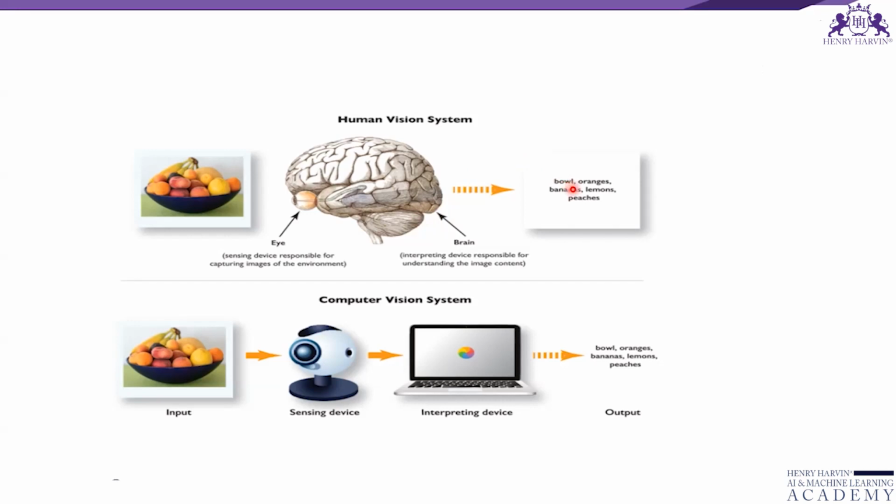Now we are identifying that there's a bowl with oranges, bananas, lemons, and peaches. Now look at this. Here there is the input, and here there is a sensing device and the interpreting device. The sensing device is nothing but the eye, and the interpreting device is the brain. And now what is the output? Bowl, oranges, bananas, lemons, and peaches. It looks great, right?